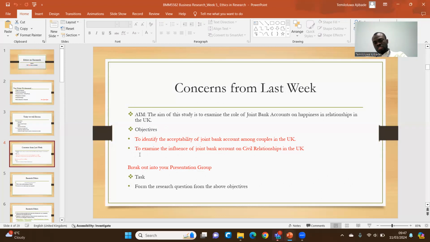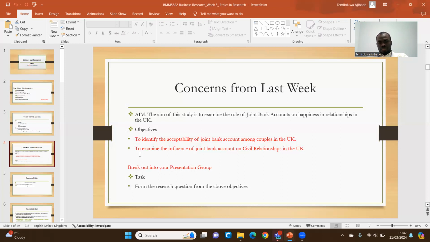And so let's try to derive a research question here. The first is, to what extent do couples accept joint bank accounts in the UK? The second one we can say, how does joint bank accounts influence civil relationships in the UK? You can see the way the questions I have given now, they are not questions that give yes or no answers.